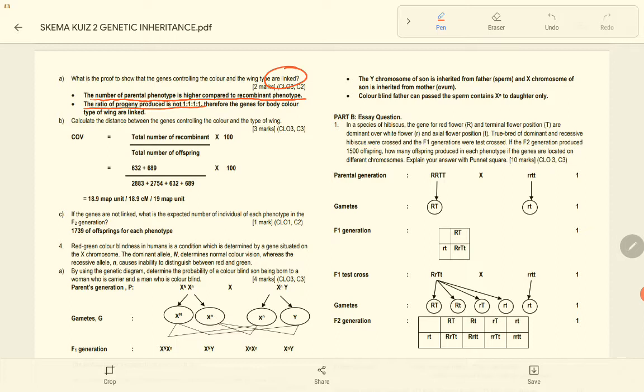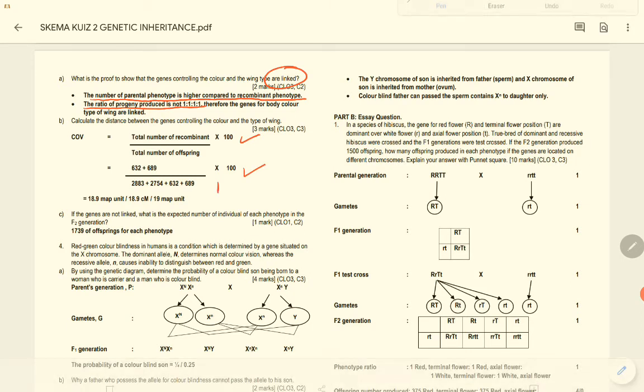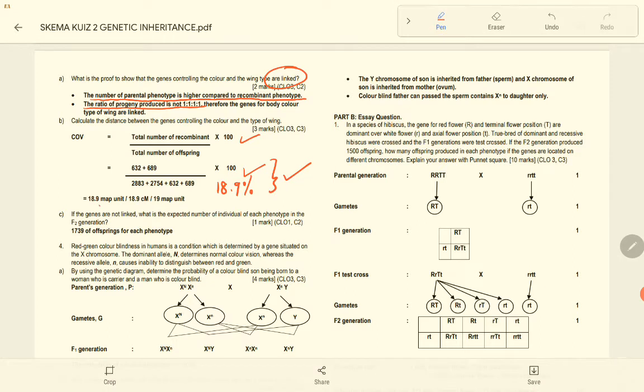Okay. Calculate the distance. Since this is a linked gene, we can calculate the COV value. First you write the formula: COV equals total number of recombinants divided by total number of offspring times 100. Next, marks will be given when you substitute the values correctly and you get your answer, 18.9%. Both of these I will give you 1 mark. Then the third mark is given for the 18.9 map units.